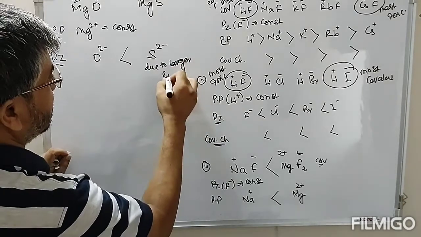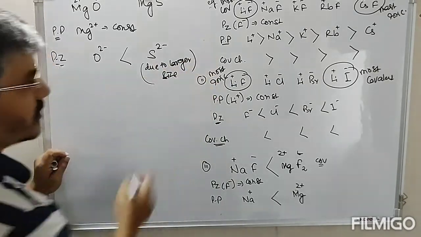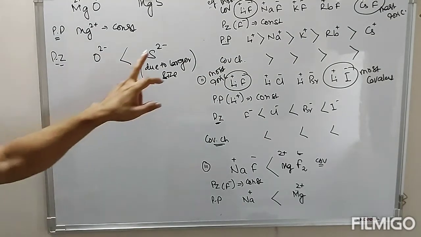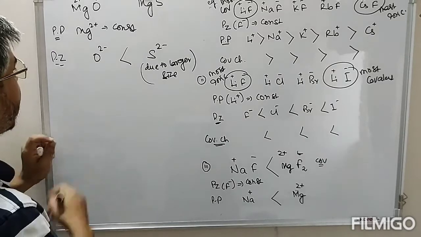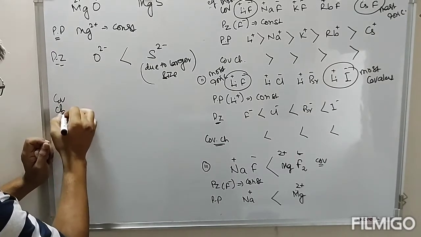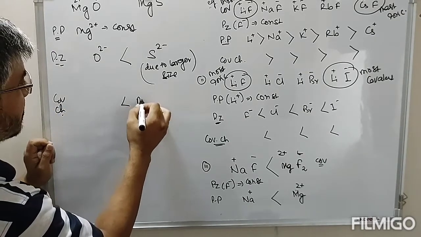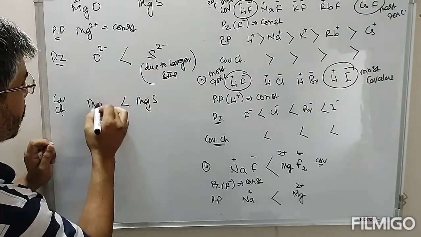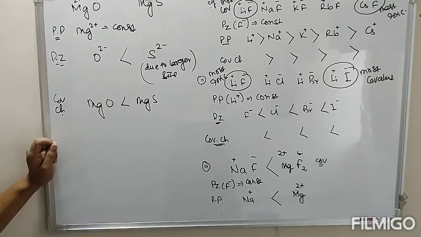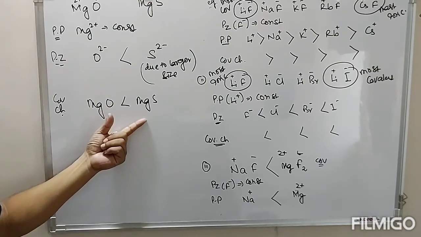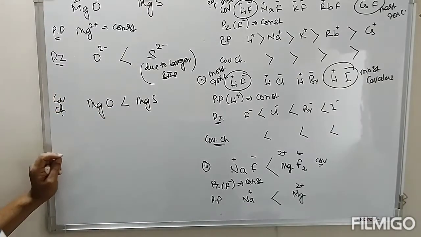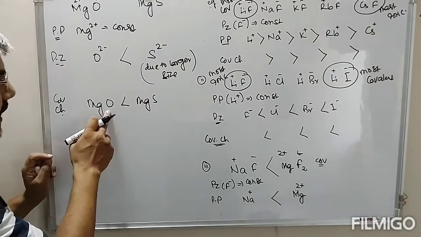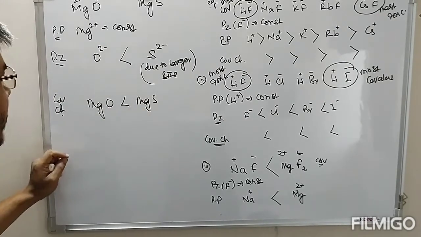larger size. So since the polarizability of sulfide ion is more than that of oxide ion, the covalent character of this magnesium sulfide is greater than the covalent character of magnesium oxide. So by use of this we can compare. Okay. So this is more ionic, this is more covalent.